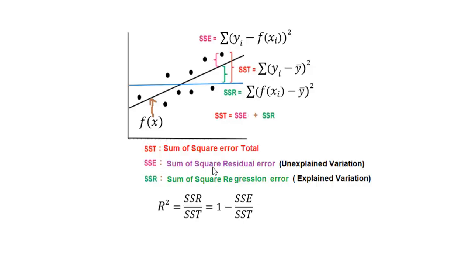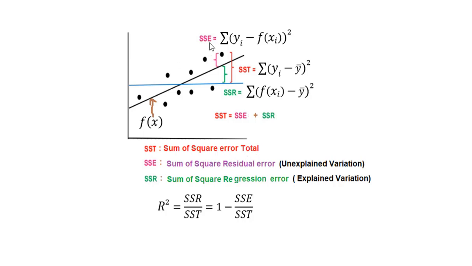SSE is the sum of squared residual error. Basically, this is the unexplained variation. We have SSR, the sum of squared regression error. This is the explained variation. SST is the sum of squared error total.